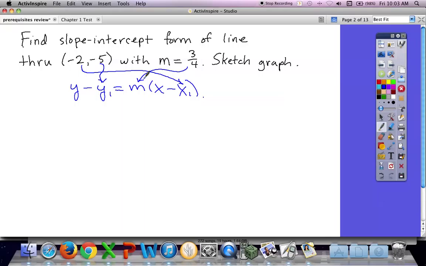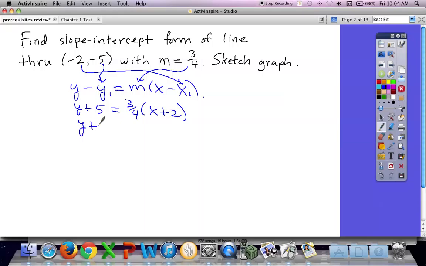So it says find the form in slope-intercept, right? So this is point slope. How do we put it into slope-intercept form? We're going to plug in, solve for y. So y plus 5 equals 3/4 (x plus 2), right? Because in each case, y minus negative 5 is y plus 5. x minus negative 2 is x plus 2.